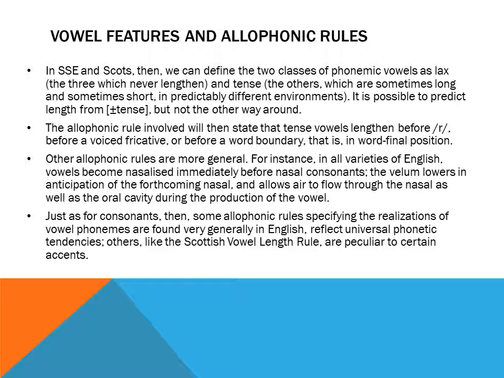Other allophonic rules are more general. For instance, in all varieties of English, vowels become nasalized immediately before nasal consonants. The velum lowers in anticipation of the forthcoming nasal and allows air to flow through the nasal as well as the oral cavity during the production of the vowel. Just as for the consonants, then, some allophonic rules specifying the realizations of vowel phonemes are found very generally in English, reflecting universal phonetic tendencies. Others, like the Scottish vowel length rule, are peculiar to certain accents.